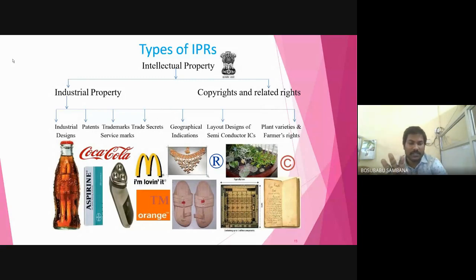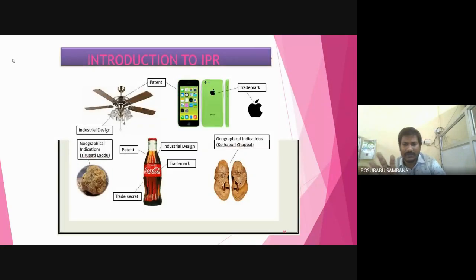And the introduction to IPR. Here generally we are using everything, but what is design, what is patent, what is trademark? Here the fan is a patent. Our phone's backside logo is also there. These are called trademarks. And in the fan, so many designs are also there, generally called industrial design. Our working principle is a patent, but the design layout comes under industrial design.